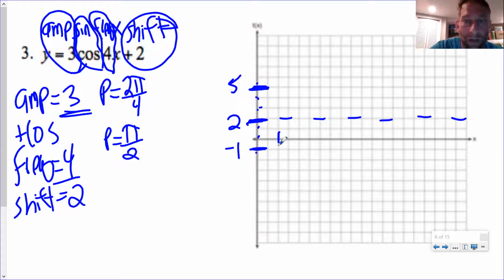X-axis, I make 1, 2, 3, 4 dashes. The period goes at the end of the 4th dash. Now it's a positive cosine.